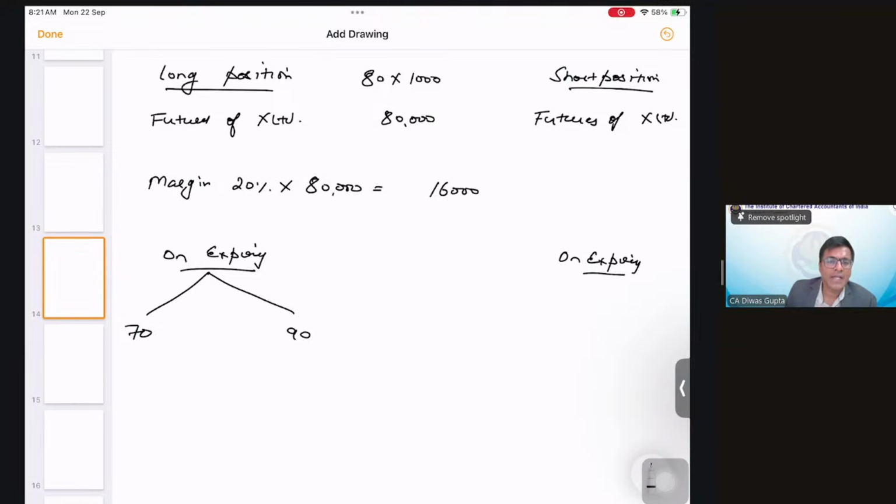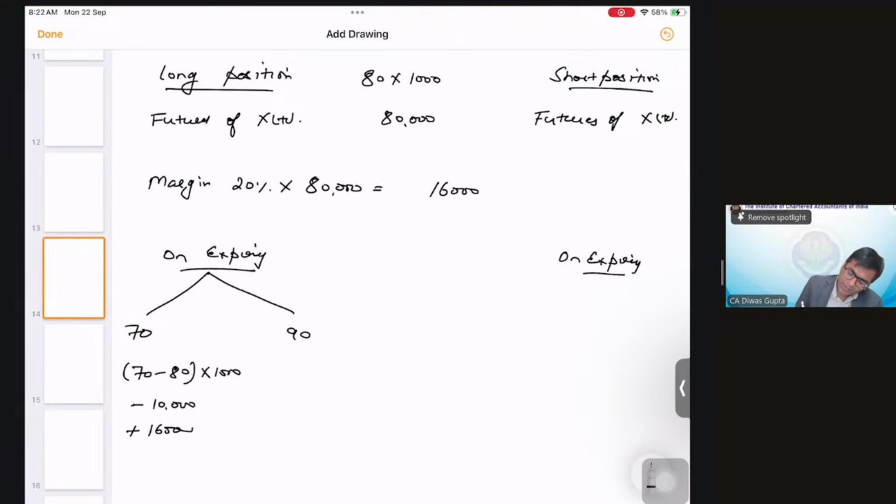So the person who has taken a long position, come on students, tell me, for the person who has taken a long position at the rate of 80, if the price on expiry becomes 70, will there be a loss or will there be a gain? Loss. Yes, there will be a loss because the prices have moved down. I have purchased something at 80, but now the price is at 70. So there is a loss of 10 rupees on 1000 units. Hence, there is a loss of 10,000 rupees.